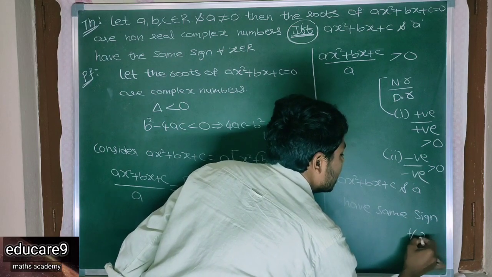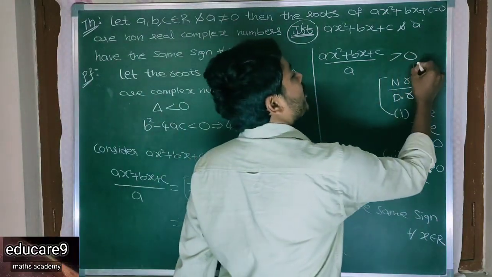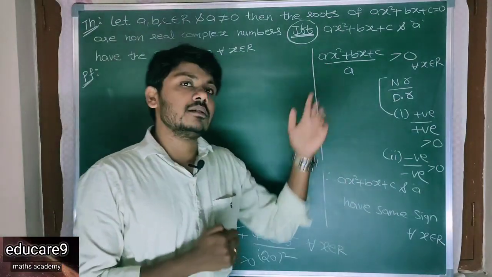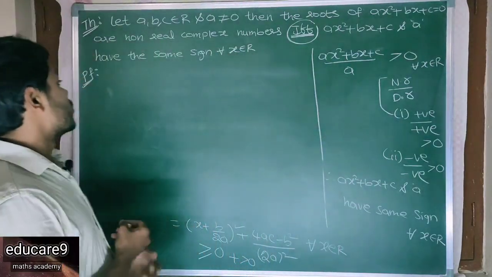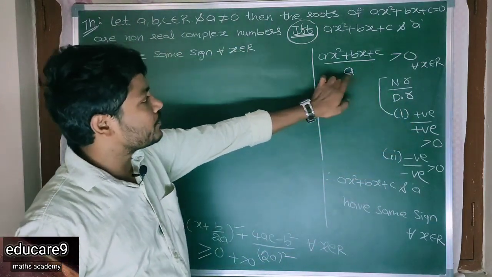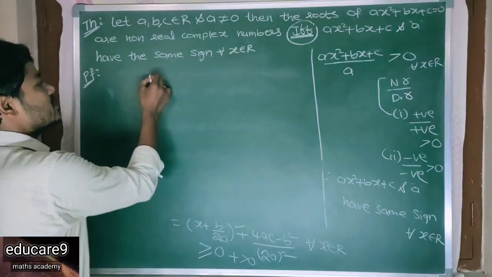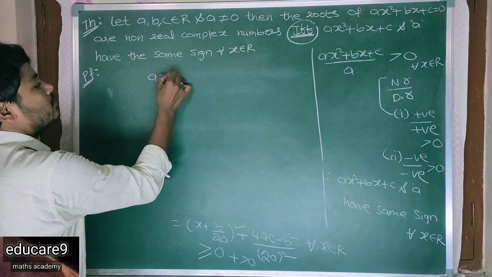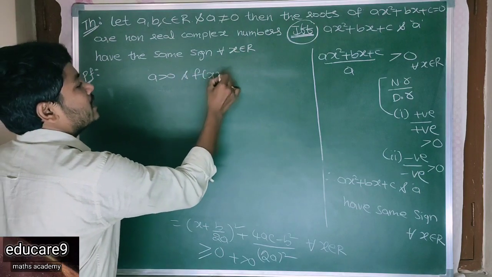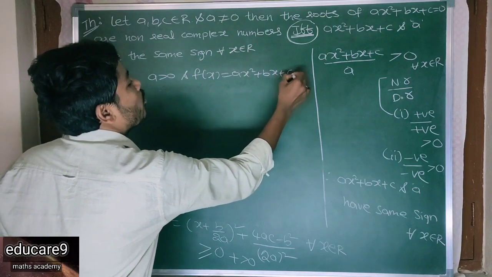So for every x belongs to R. Here also for every x belongs to R. Let me explain this graphically. So once you see this, the expression is positive, a is positive, that is, the quotient is positive. See here a is positive and f of x, what is f of x? ax square plus bx plus c is what? Positive.